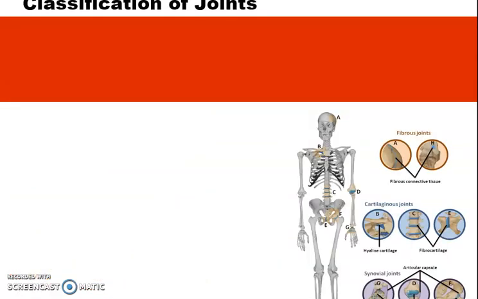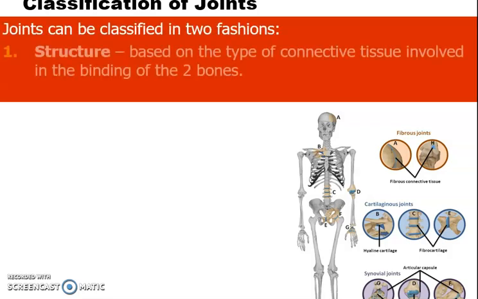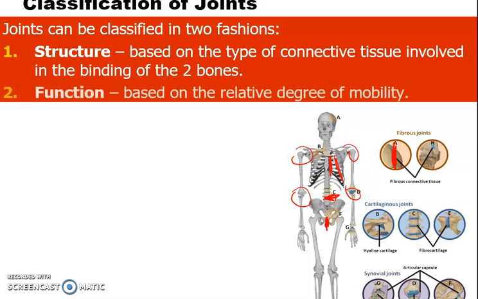So, we're going to talk about joint classification. They are classified 2 ways. Structure. What connective tissue is involved? So sutures. Dense, regular connective tissue is involved. We have our symphysis joints and our intervertebral discs. And we actually have our costal joints right there. That's cartilage. And then we have joint capsules around our synovial joints. Function, what their degrees of mobility are. Now, there's not 100% overlap. It's the cartilaginous joints that cheat.